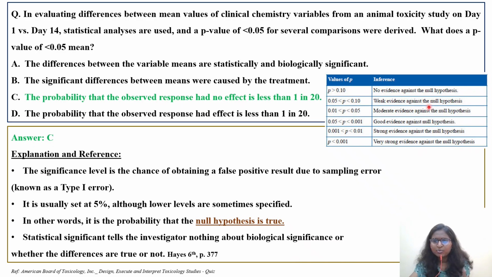Those people who are doing PhD, or doing research, who are analyzing the data, or the biostatisticians who are preparing for the ABT exam, they will definitely know what we are talking about. P less than 0.01 or 0.05. Okay, p level, this table also you try to remember. Okay, let's directly go to the next question.